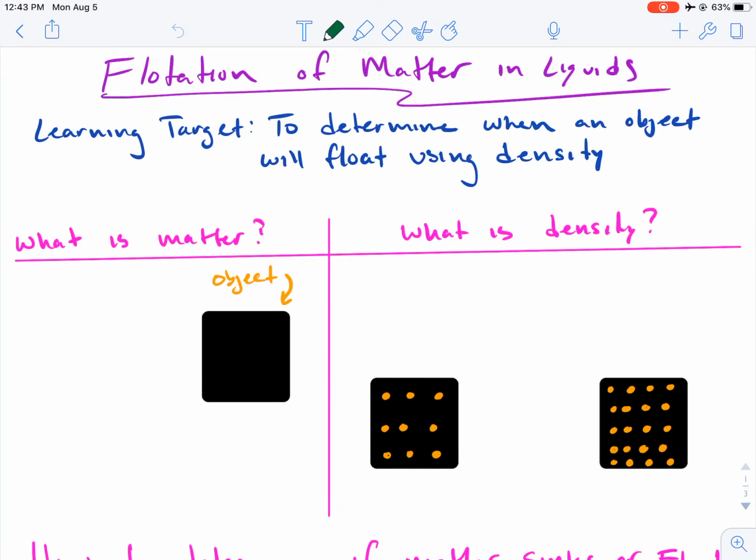In this video, we are going to talk about flotation of matter in liquids. So our learning target for today is to determine when an object will float using density. So we already talked a little bit about floating and sinking, but we want to use density to actually determine whether something will float or sink.